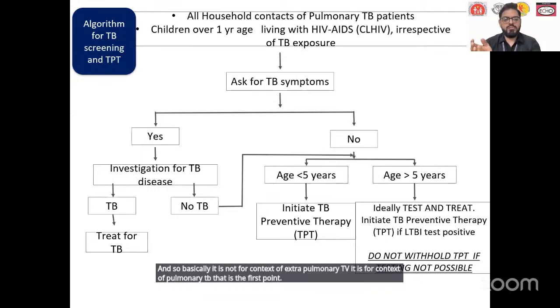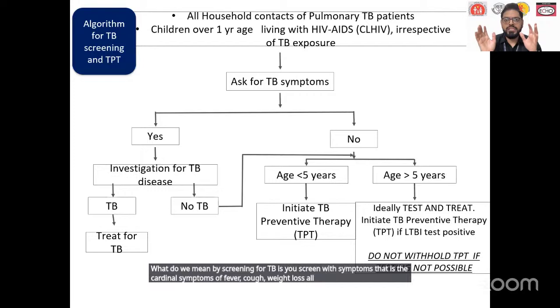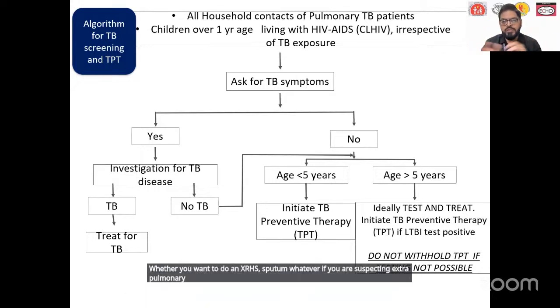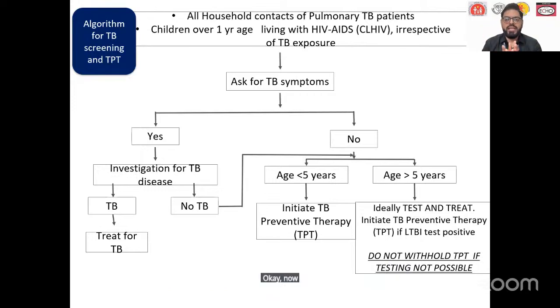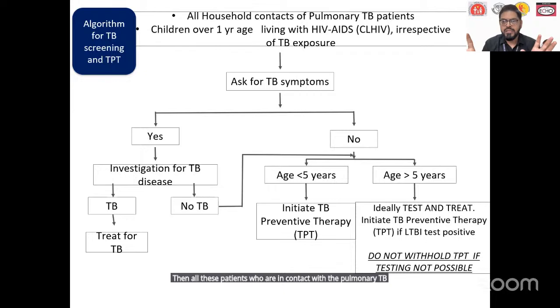What do we mean by screening for TB? You screen with symptoms, that is the cardinal symptoms of fever, cough, weight loss, all these things. If the patient is symptomatic, with any of the symptoms present, then we go ahead and do all the investigations, whether an X-ray chest, sputum, whatever. If you are suspecting extrapulmonary TB, do an extrapulmonary investigation. And with all this, if you find active TB, we treat active TB. Now, if we don't find active TB, that means either the patient was not symptomatic, he is just a contact, and there were no active TB features found on clinical examination or on X-ray or anything. That means we are sure that there is no active TB in this patient. Then all these patients who are in contact with the pulmonary TB case get prophylaxis. So this is very clear. All the patients, by all, I mean all age groups.